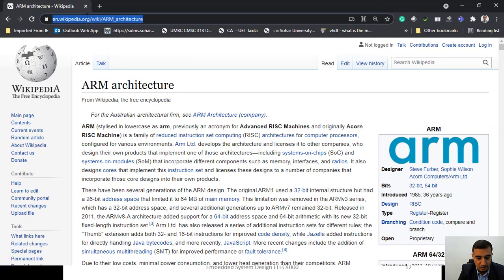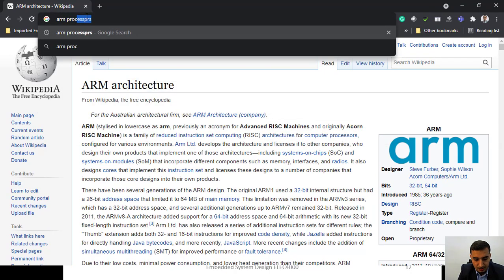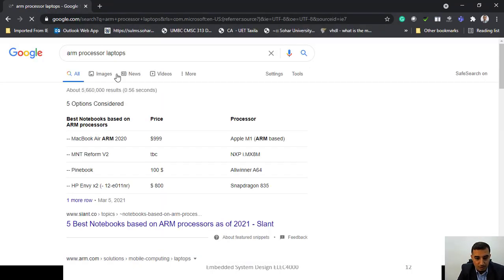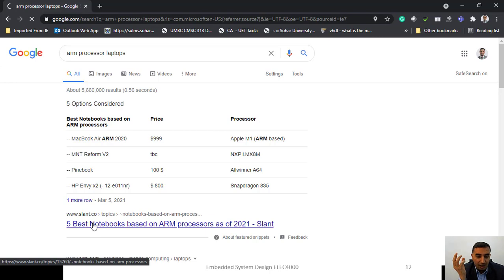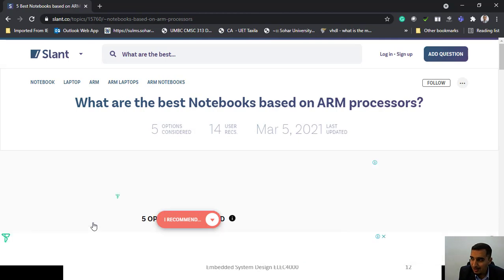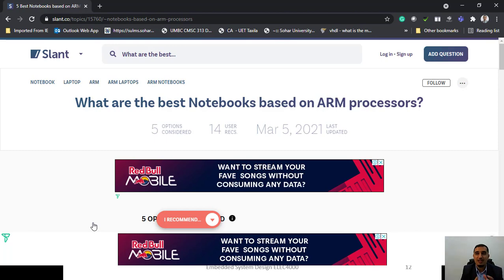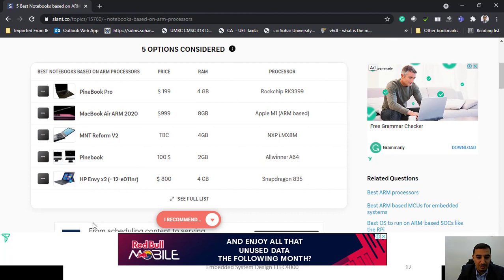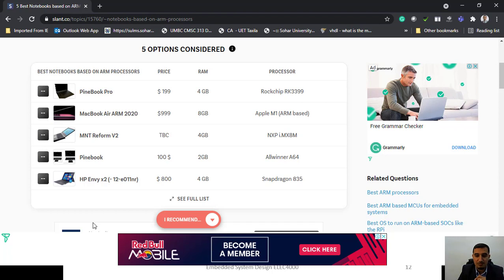Let me check for you. ARM processor laptops. So the MacBook Air will be running the ARM processors. ARM, again, is a processor company which is running very basic processors, but now these processors are going up to the laptops. Why? Because they consume less power.